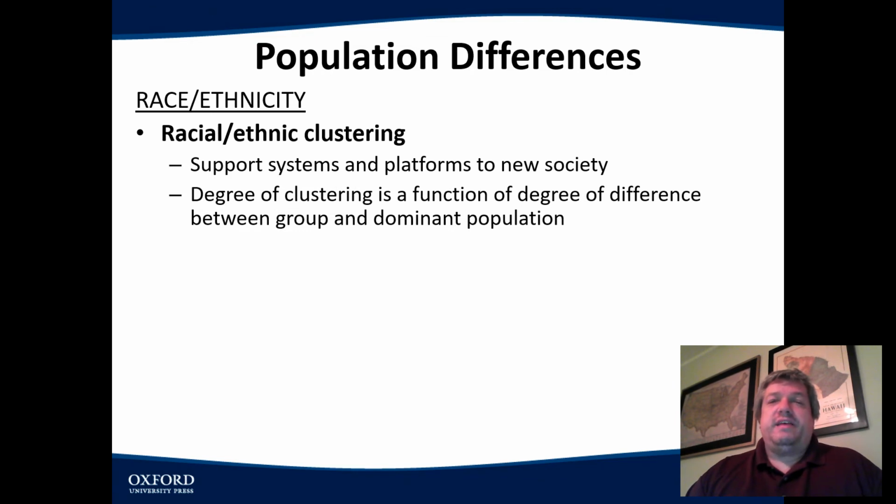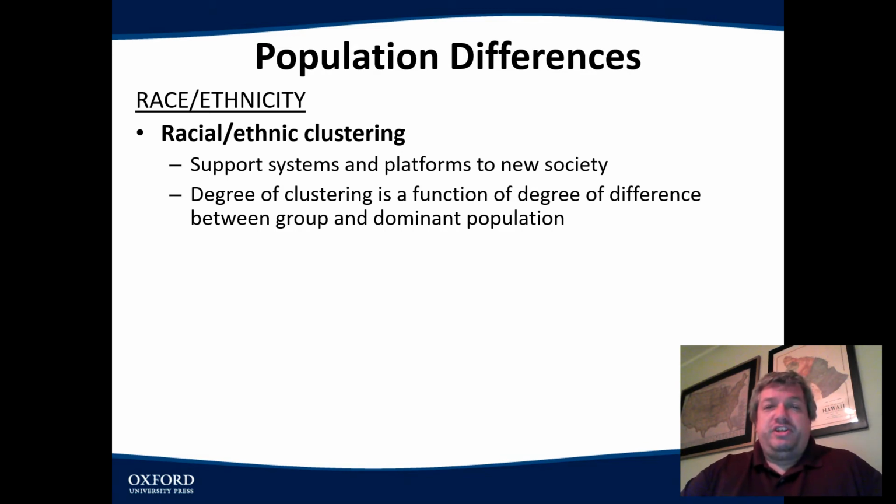Now, one thing we do find is how much clustering is going on. In other words, how Chinese is Chinatown? Is the population 80%, 60%? How much degree of clustering? In large part it depends on how different the people that are living there are from the general population.